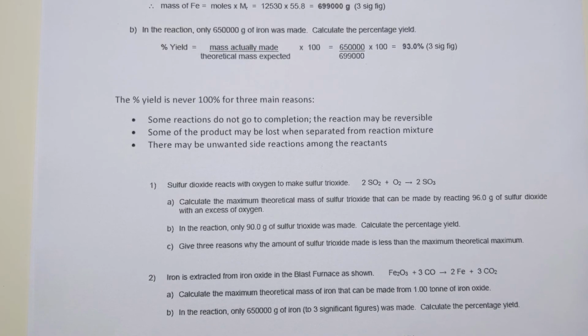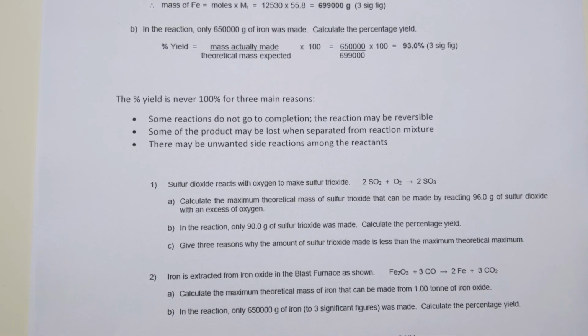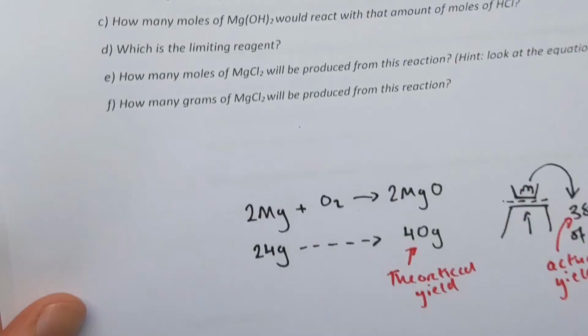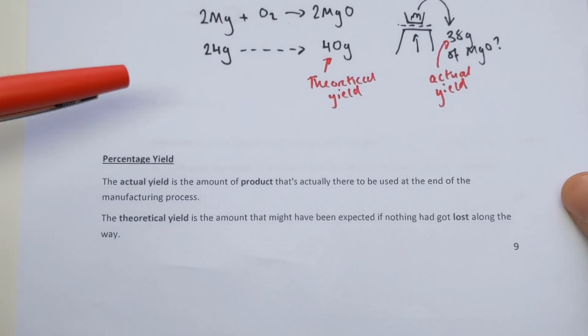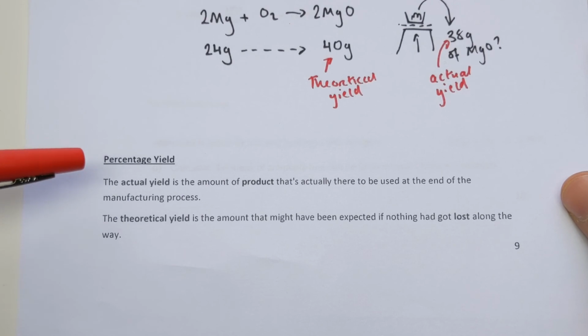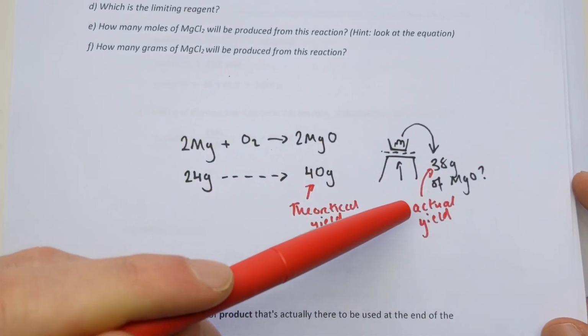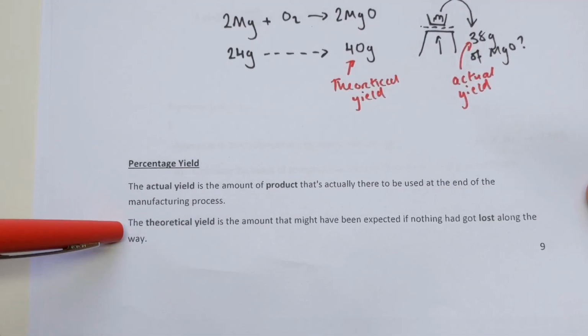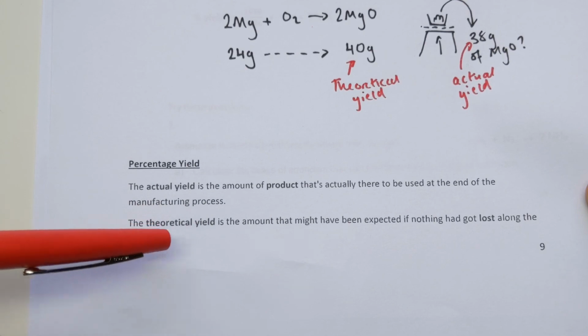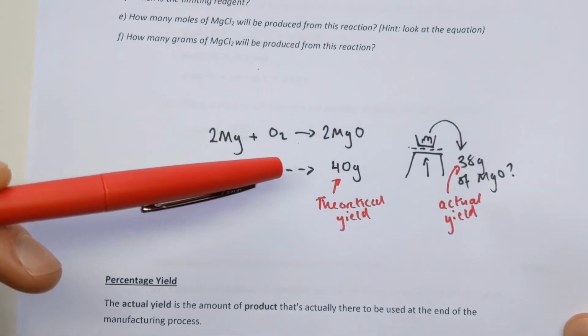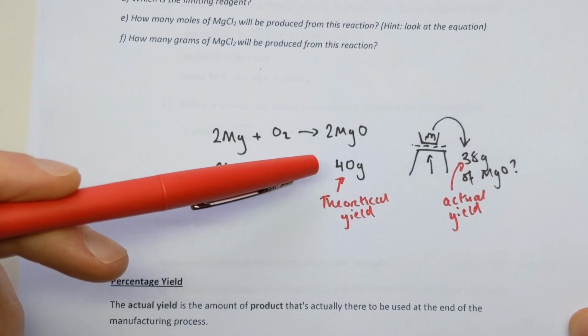So the last bit is, just as I mentioned, there's a reasonably simple calculation you have to be able to do to work out percentage yield. So we've a terminology again, so I've mentioned this already. You need to be really comfortable with your two types of yield. The actual yield is the amount of product that's actually there at the end of the process or the reaction, the one you get in the experiment. The theoretical yield is the one that you would have expected if nothing had got lost. In other words, the one that your mathematical calculation told you should have got.